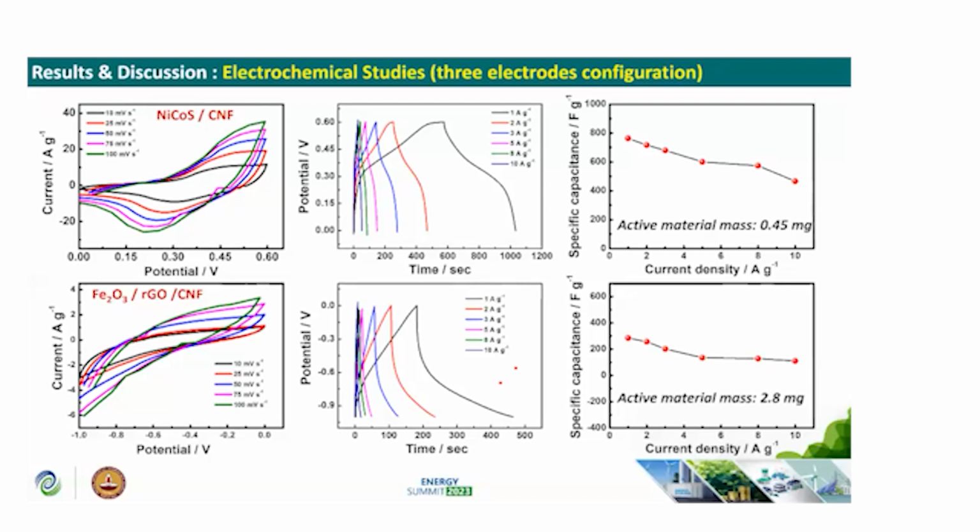For example, initially we demonstrated CV for the nickel-cobalt sulfide deposited carbon nanofiber at various scan rates. We have observed clear Faradaic behavior due to the redox characteristic of nickel and cobalt. Similarly, the same electrode has been used for charge discharge test at different current densities. We have observed nearly 790 F per gram at 1 A per gram current density. Further, Fe2O3 decorated reduced graphene oxide was used for detailed characterization under 3 electrode configuration. We have observed a maximum specific capacity of 300 F per gram at an applied current density of 1 A per gram.